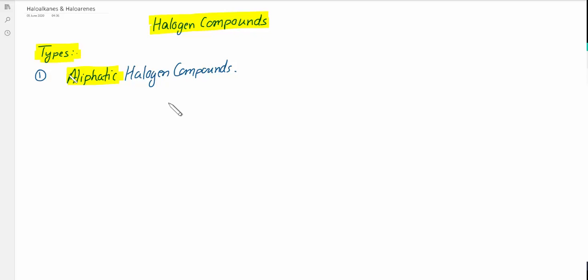Now, depending on the nature of the aliphatic hydrocarbon, whether it is alkane, alkene or alkyne, the aliphatic halogen compounds are again of three different types. Sorry, haloalkanes, haloalkenes and haloalkynes, based on whether it is derived from an alkane, alkene or alkyne. So we'll see them one by one.